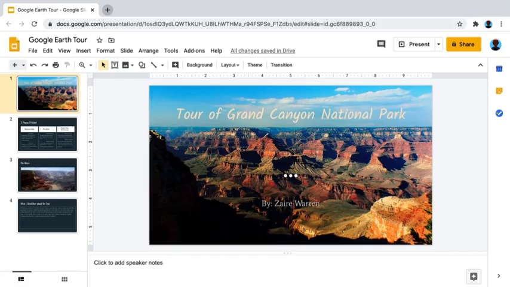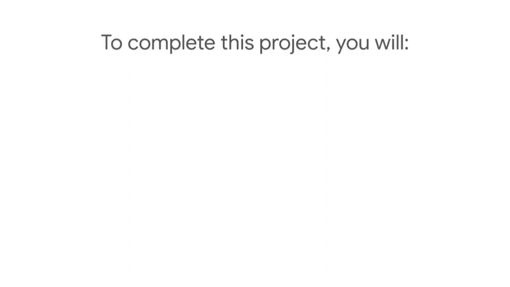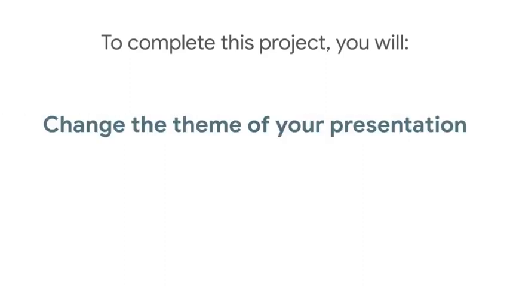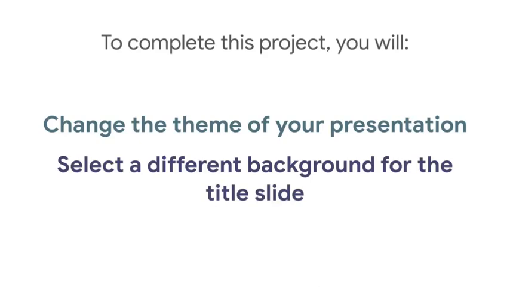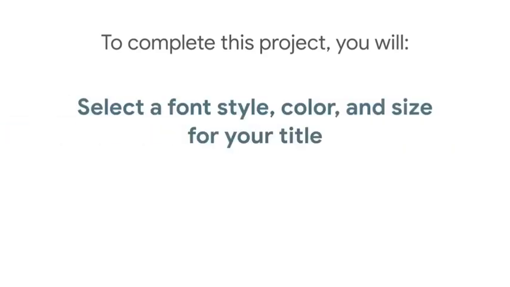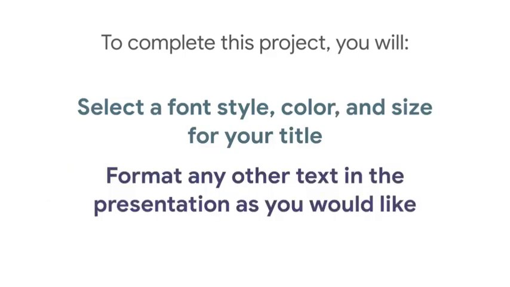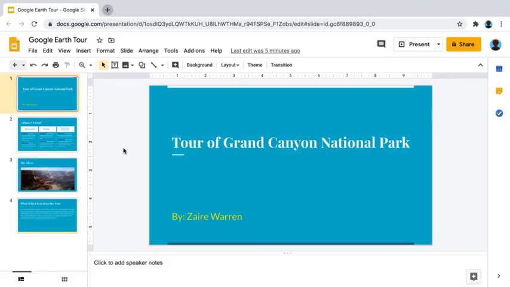In this video, you will customize your presentation by changing the theme, background, colors, and fonts. To complete this project, you will change the theme of your presentation, select a different background for the title slide, select a font style, color, and size for your title, and format any other text in the presentation as you would like. To begin, open your presentation.